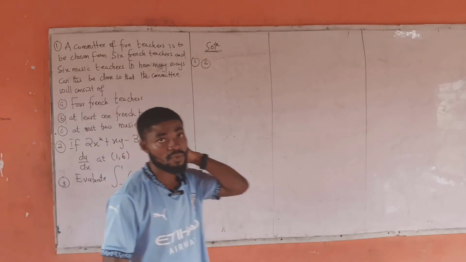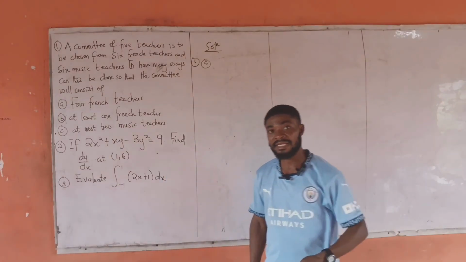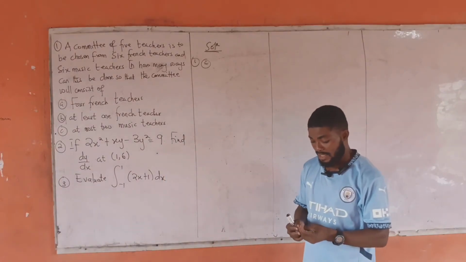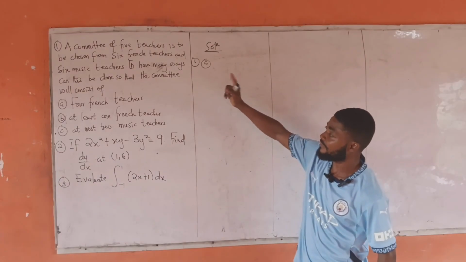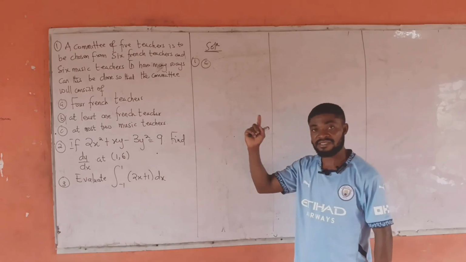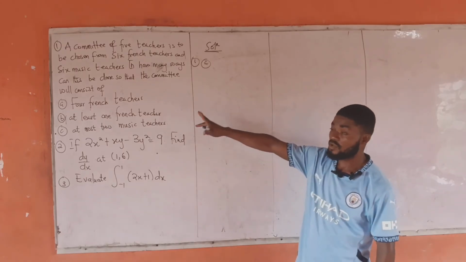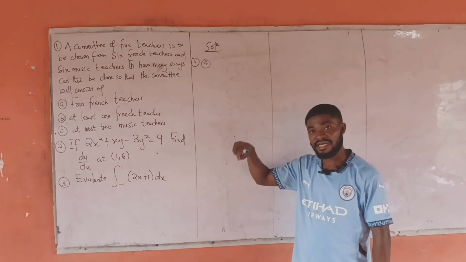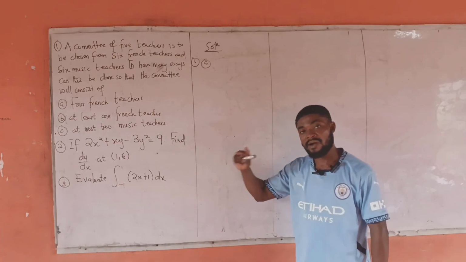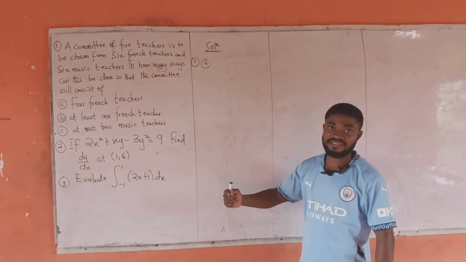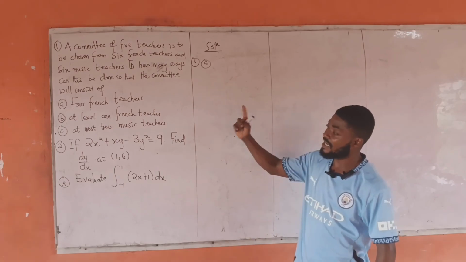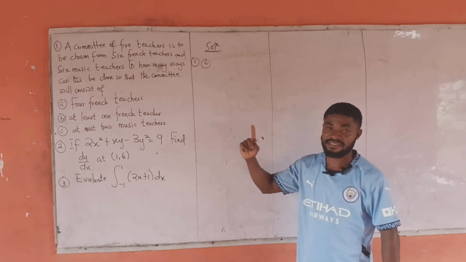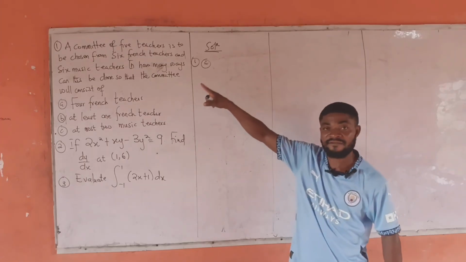So if there is going to be one music teacher, then we are going to have six. The total for the French teachers is six. So six combination four because we want four of them. So choosing four people out of six. Then we go to the music teachers. So choosing at random, we are going to choose one teacher out of the six.